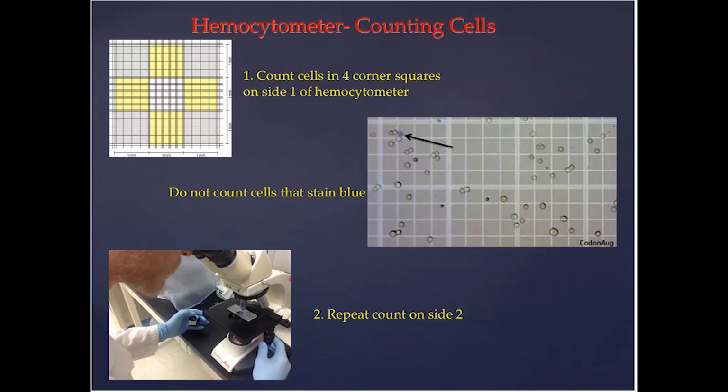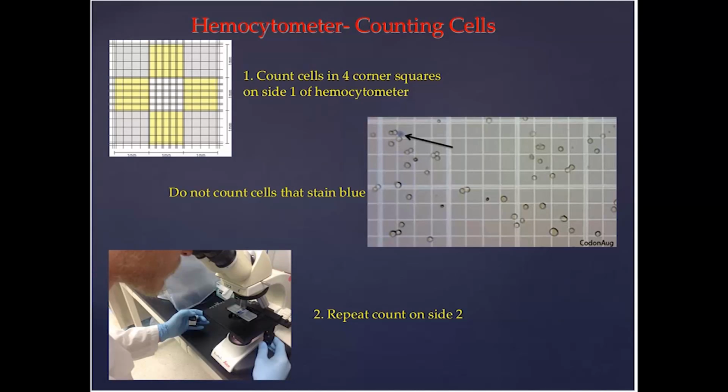Pay attention to this cell here with the arrows pointing at it. That is a blue cell, and that is a dead cell that has taken up the trypan blue stain. Now, you focus in on your cells, and then we use a small handheld counter. We count all the cells that are found in 4 of the corner squares of the hemocytometer. That is the method that we use in our laboratory, but that can actually differ from laboratory to laboratory.